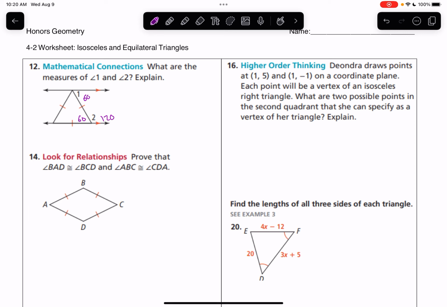There's other ways to come up with that as well. So the measure of angle 1 is equal to 60 degrees. The measure of angle 2 is equal to 120 degrees. And we used same side interior angles and exterior angles to find that out.